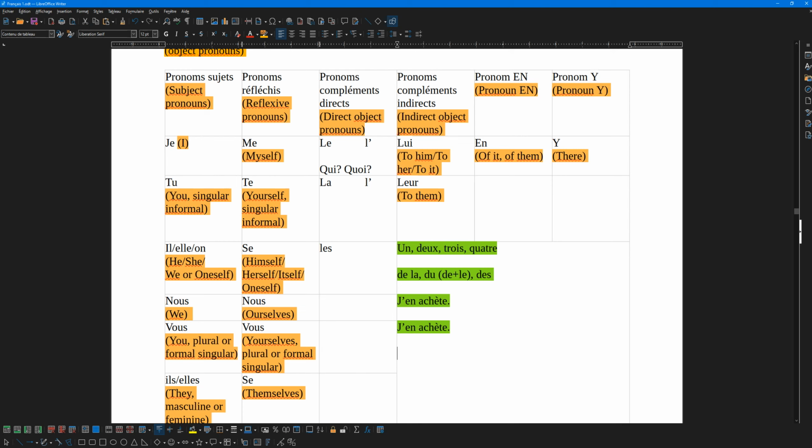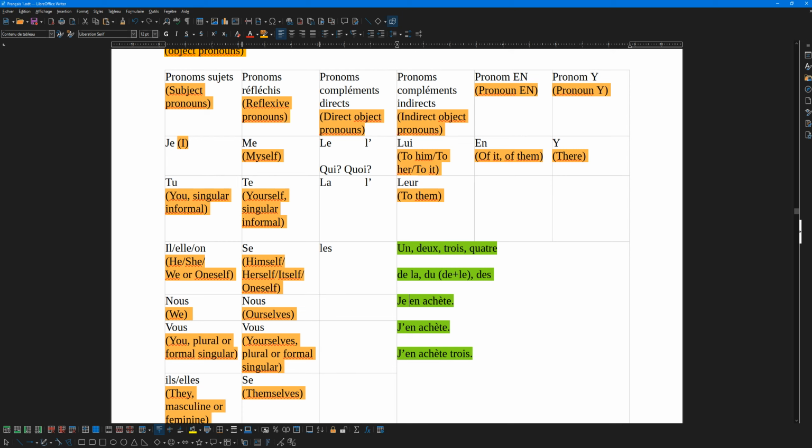But what if you say j'achète un chien? I'm buying one dog. We replace un chien, that is a quantity that you know, with en. J'en achète, but you have to put the number at the end. J'en achète un. J'en achète deux. J'en achète trois. Three. One, two, three. Like that. Now for the negative form.